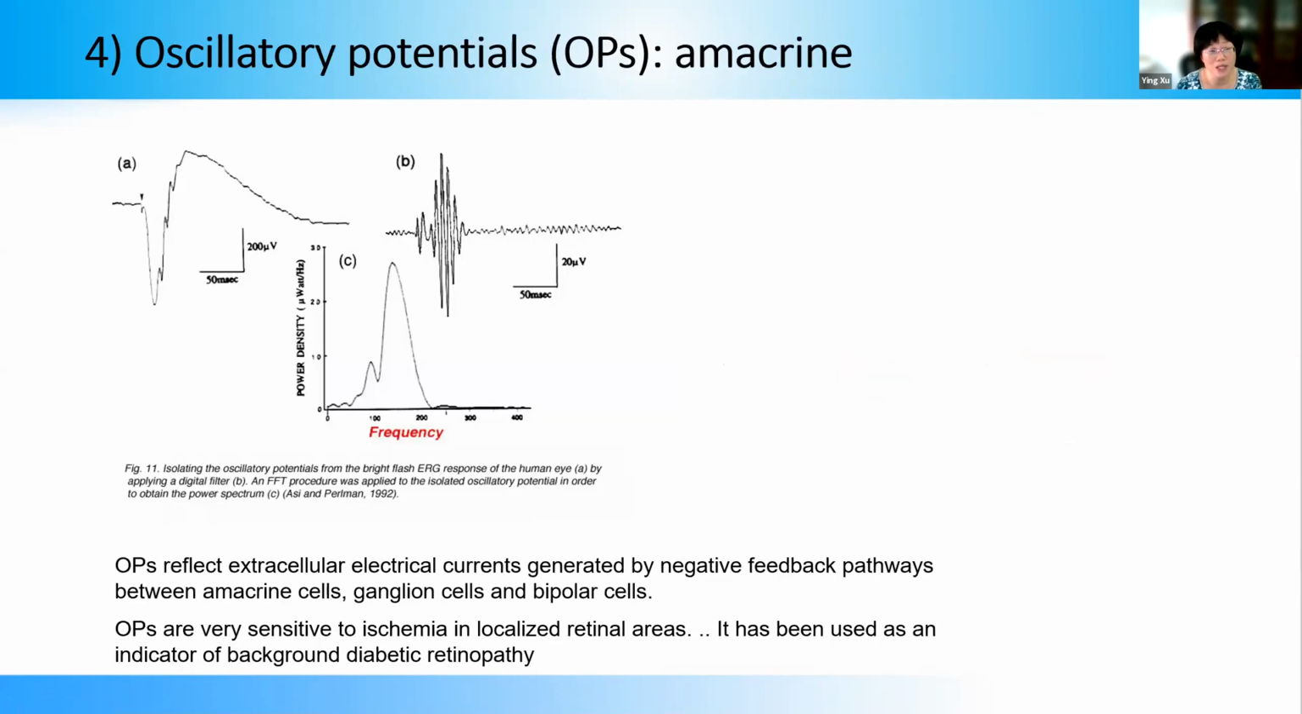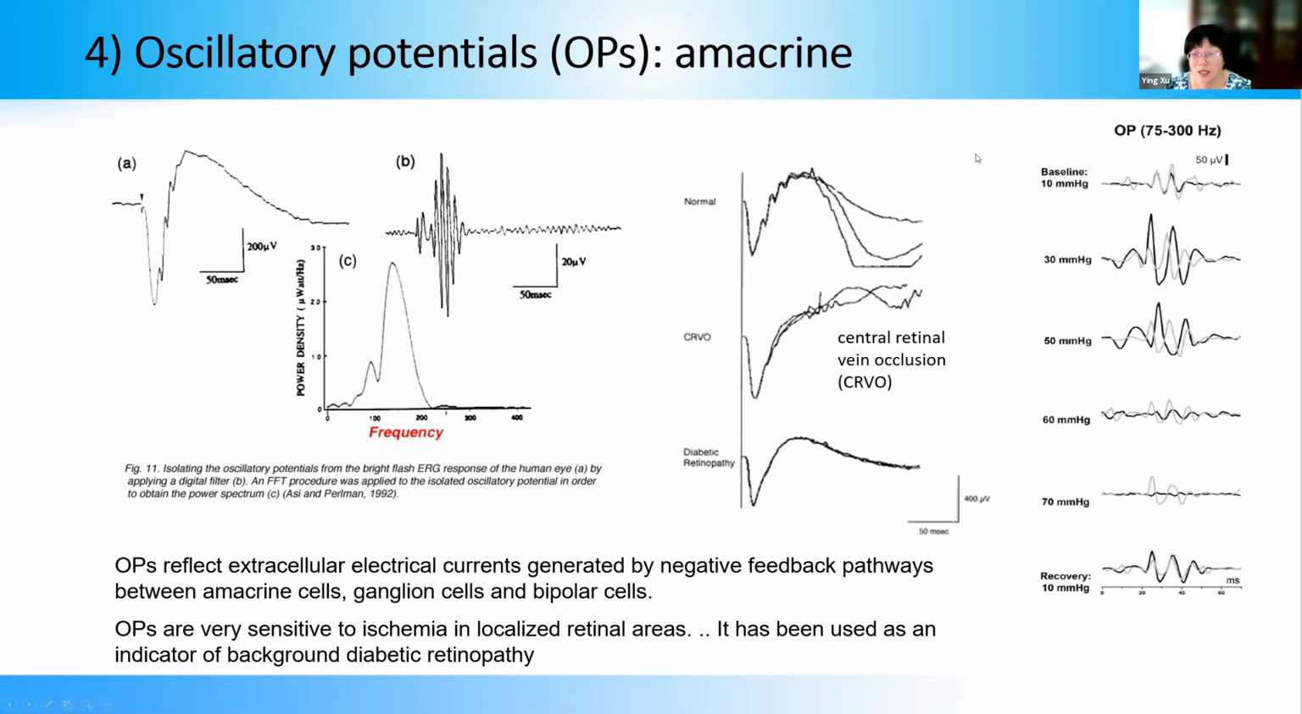And how about the OPs? Remember that OPs only appeared when the flash intensity increased. The OPs have higher response frequencies, so when you use a high-pass filter to remove the A wave and B wave, you get the OPs, the oscillatory potentials. Data show that the OPs actually reflect the current from the inner retina, especially the amacrine cells, and the OPs in clinical.